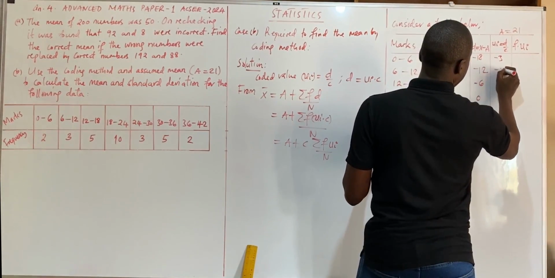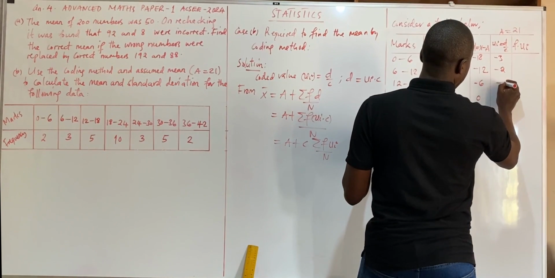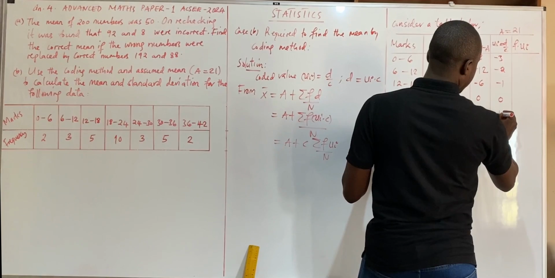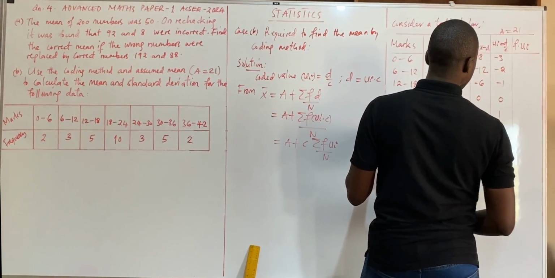Negative 12 divided by 6, we get negative 2. Next, negative 6 divided by 6, we get negative 1. 0 divided by 6 is 0. 6 divided by 6 is 1. 12 divided by 6 is 2. And 18 divided by 6 is 3.